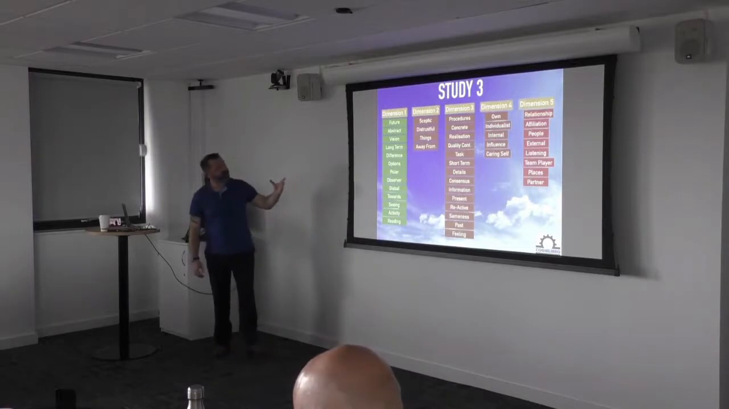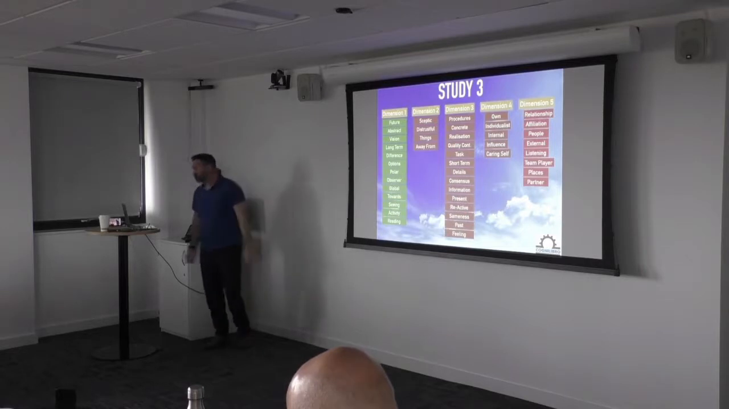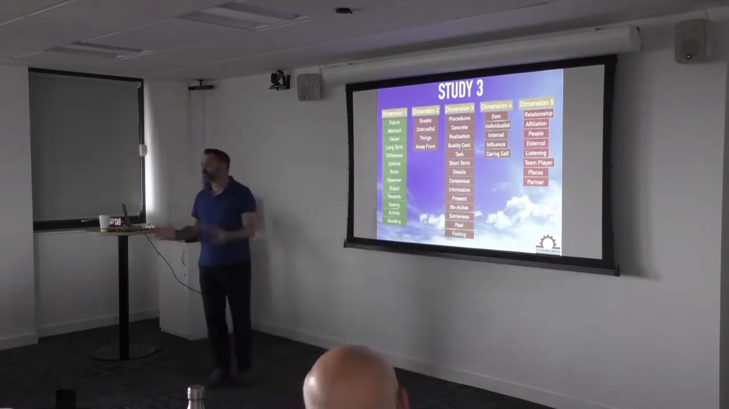So, this is a factor analysis, and the 5 factors here explain 47.9% of the variance. Does anybody know what that means?